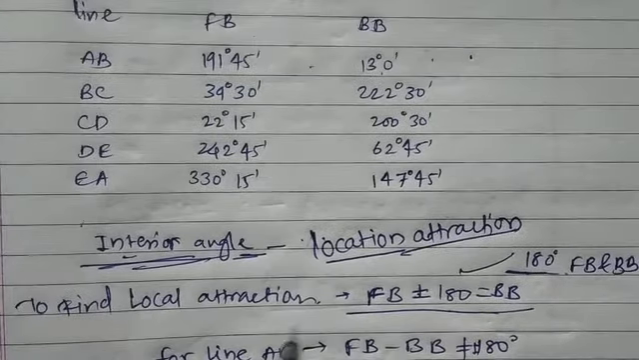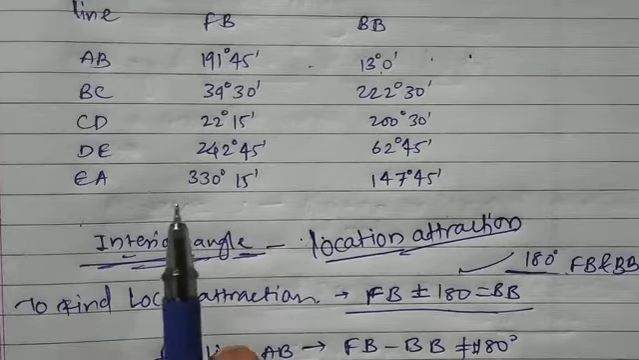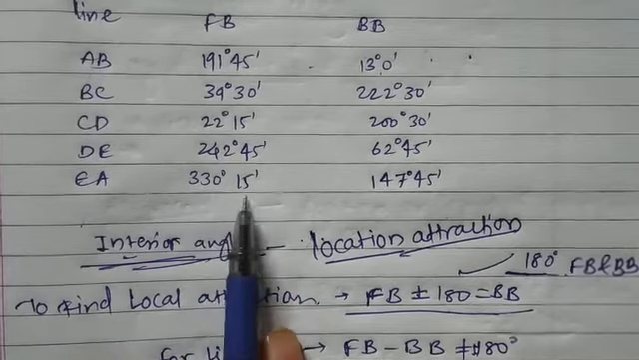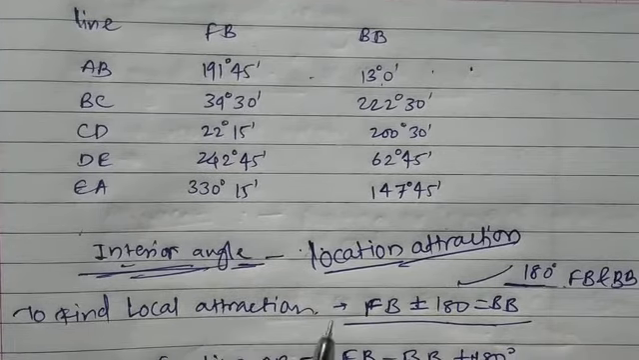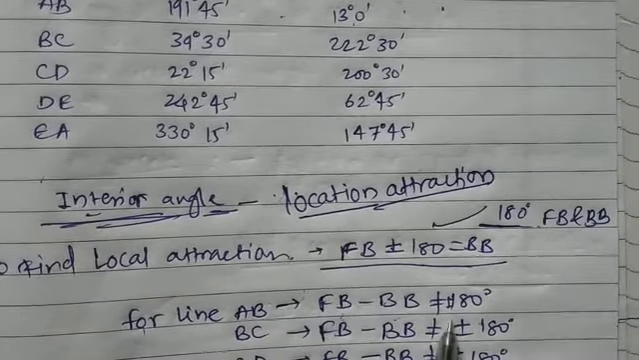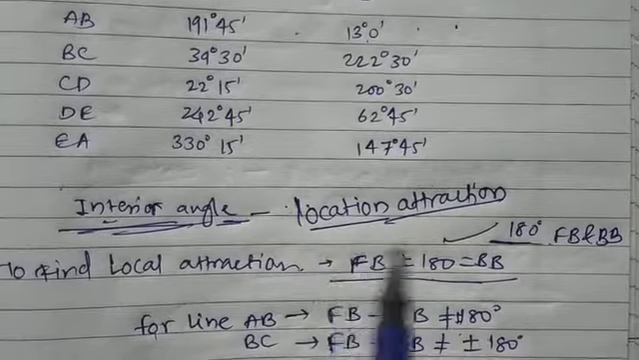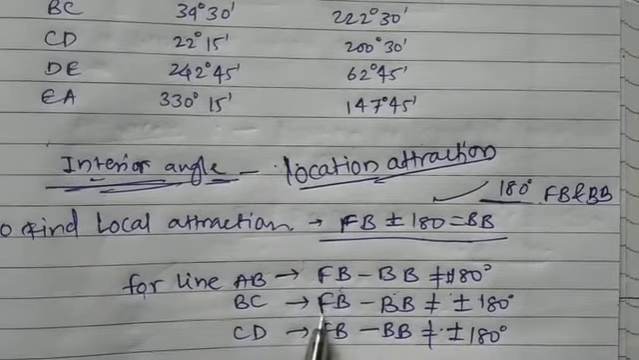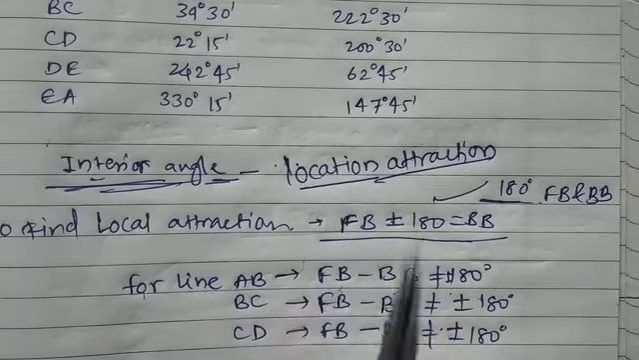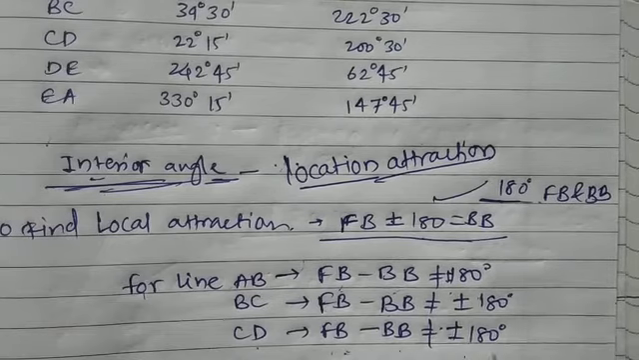Now to find the error due to local attraction, or to suspect which stations have error of local attraction, we need to check whether the difference between fore bearing and back bearing of a line is plus or minus 180 degrees or not. So let's check. For line AB, fore bearing minus back bearing is not equal to plus or minus 180 degrees. You can calculate that. For line BC, fore bearing minus back bearing will not give us plus or minus 180 degrees. For line CD also, it will not give us 180 degrees.